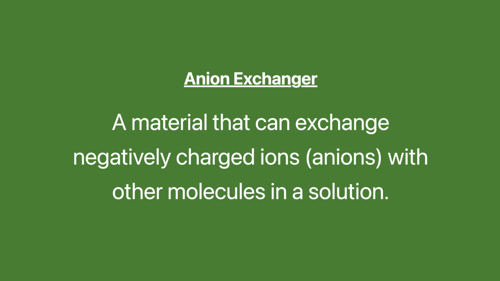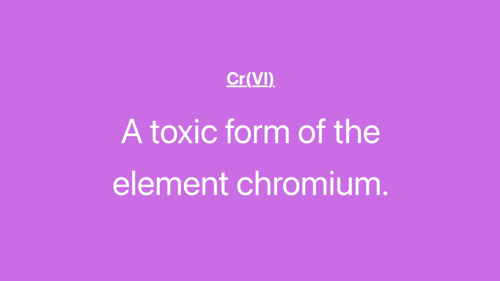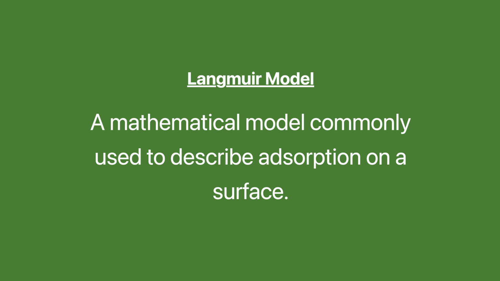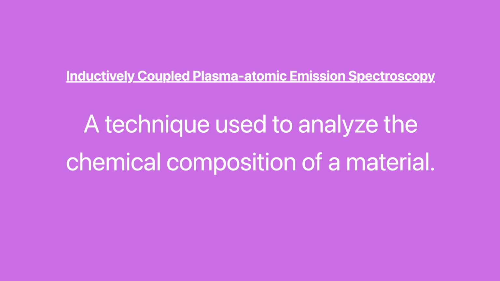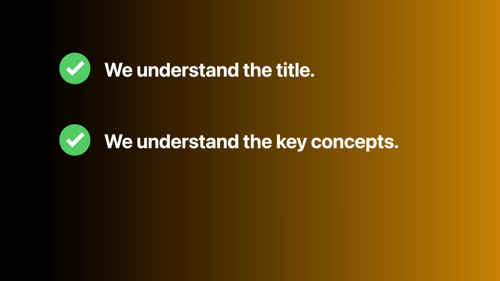Anion exchanger: a material that can exchange negatively charged ions, anions, with other molecules in a solution. CR-VI: a toxic form of the element chromium. Langmuir model: a mathematical model commonly used to describe adsorption on a surface. Inductively coupled plasma atomic emission spectroscopy: a technique used to analyze the chemical composition of a material.